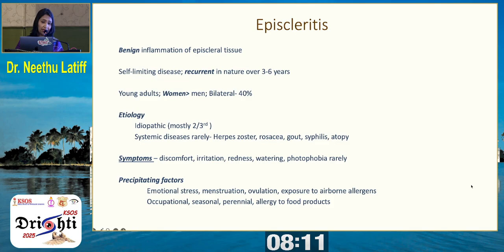Now, episcleritis is a benign inflammation of the episcleral tissue, a self-limiting disease, recurrent in nature, usually affects women, bilateral in 40% cases. Etiology is idiopathic, can be associated rarely with systemic disease like herpes zoster, rosacea, gout, syphilis, and atopy. Symptoms: the patient can present with mild discomfort, irritation, redness, and precipitating factors are emotional stress, menstruation, ovulation, exposure to airborne allergens, occupational, seasonal, perennial, and allergy to food products.